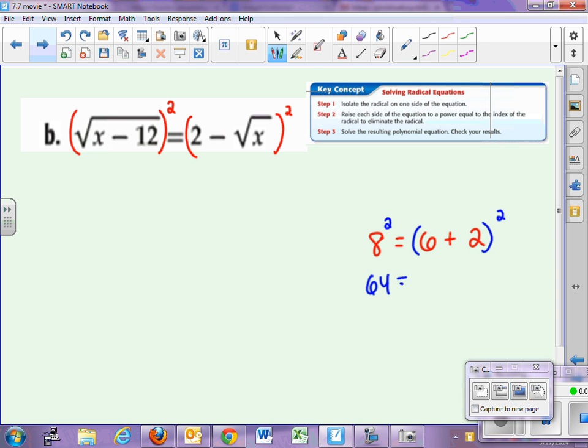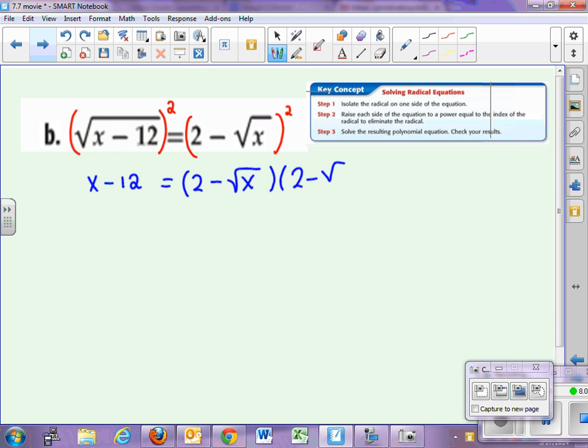So here I have 64, and here now I have 8 squared. Oh, okay. So I had to square the whole thing, the quantity 6 plus 2. So that's why I square the whole 2 minus square root of x. Well, the left side is going to be a piece of cake. This is what I kind of wanted it to be, simply x minus 12. But guess what the other side is? I hope you guessed correctly. It's 2 minus radical x times 2 minus radical x. The entire quantity got squared, which means you have to square the binomial, which means you have to do what? Are you saying FOIL? That's correct.